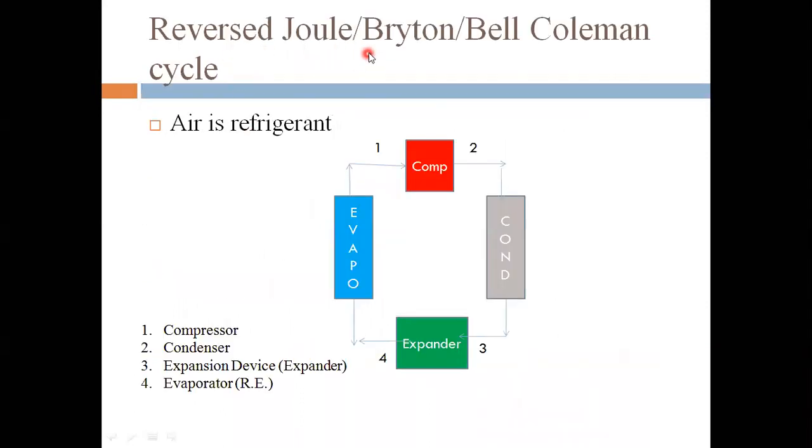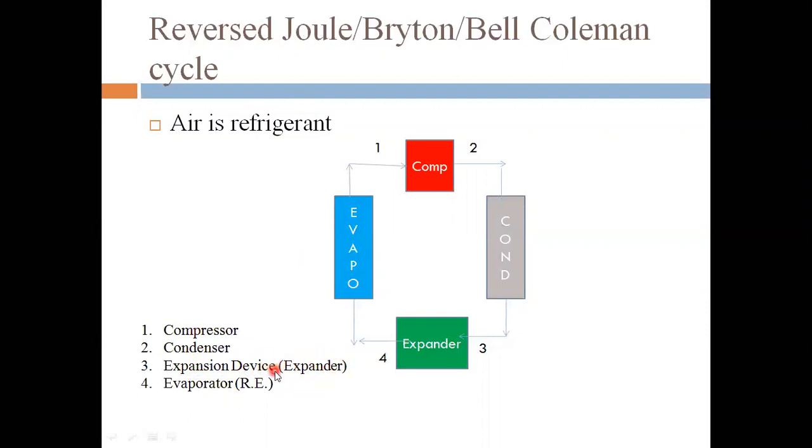Now, the reverse Joule, Bryton and Bell-Coleman cycle working. As we already discussed in the earlier lecture, in any refrigeration cycle there are four main components. The first is the compressor, then there is a condenser, then the expansion device, and last is the evaporator. These four components remain the same in any refrigeration cycle. So in the reverse Joule cycle, these four components will be there. But the expansion device is changed, which is known as an expander.